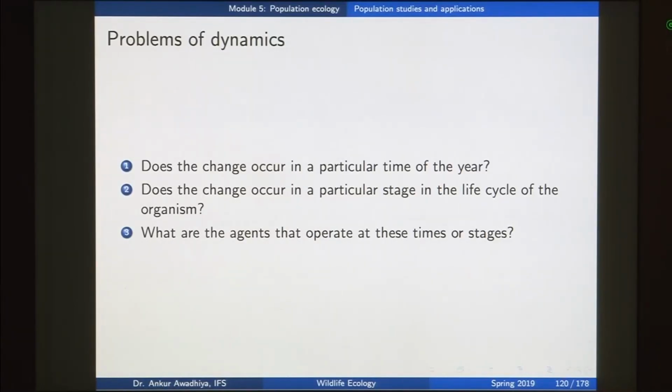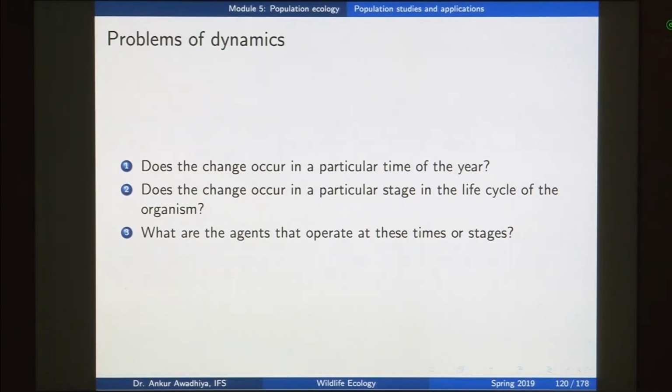Does this change occur in a particular time of the year? If you are looking at a swarm of these insects, are they coming in a particular time of the year? That would give you an indication of what the reproductive periods are for this particular insect. The second is the changes that we are seeing. We did not see a change in the last 15 years, and this year we are seeing a change.